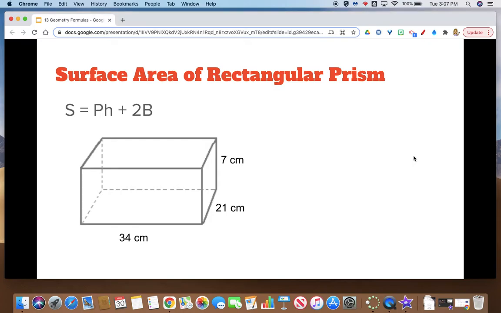Yesterday we talked about how to find surface area of a rectangular prism, and we really emphasized the formula. Remember when we talked through this, we said that capital P means perimeter of the base, H means height of the figure, and capital B means area of the base.